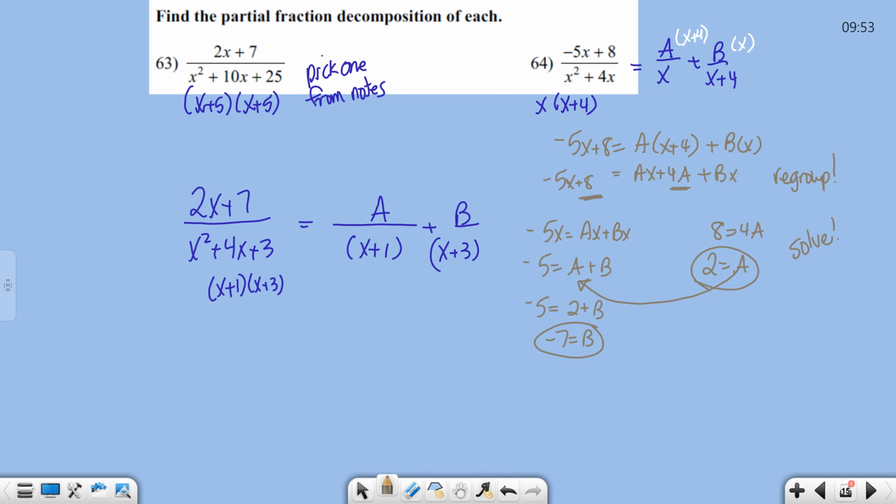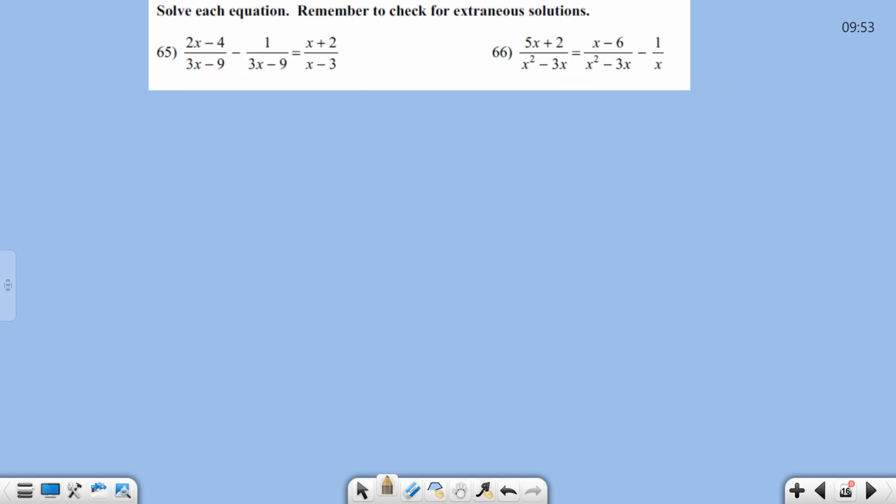So we're going to rewrite it: negative 5x plus 8 over x squared plus 4x equals a, 2 over x, plus b, negative 7 over x plus 4. Boom. Done. Got it. All right.